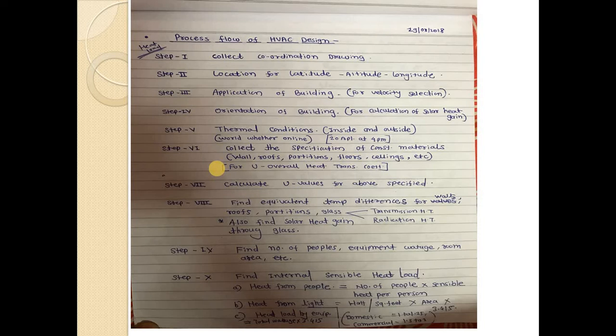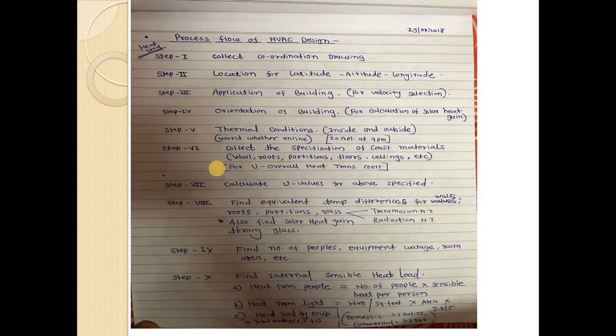Now the next eighth step of the heat load estimation is to find the equivalent temperature difference. We must calculate the equivalent temperature difference for walls, roofs, partition, glass. Also find the solar heat gain through the glass from the handbooks. Now the ninth step is to find the number of people, equipment wattage, room area, etc.